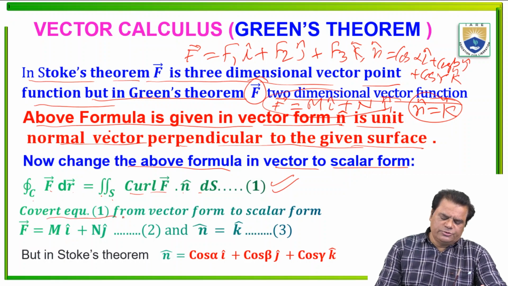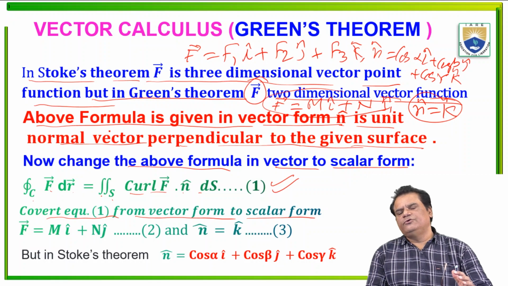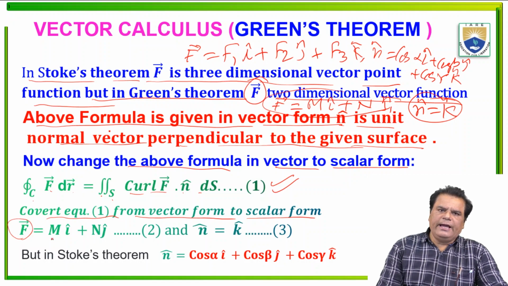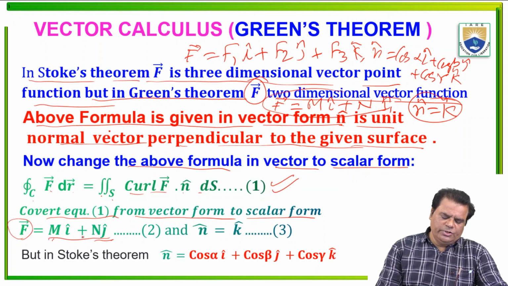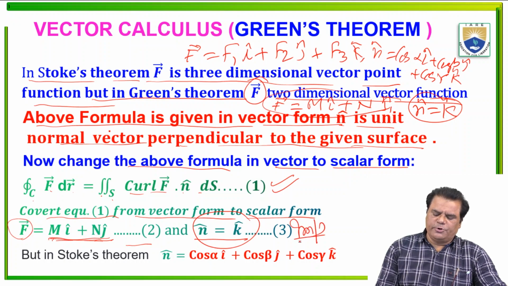So now convert equation 1 from vector form to scalar form. How can we convert vector to scalar? So here f is any vector point function. This is given as m i cap plus n j cap. There is only two dimensions, i and j vectors are there. There is no k vector. This is equation 2. And 3 is n cap equal to k cap. This is the most important point. Equation 3 is the most important point.